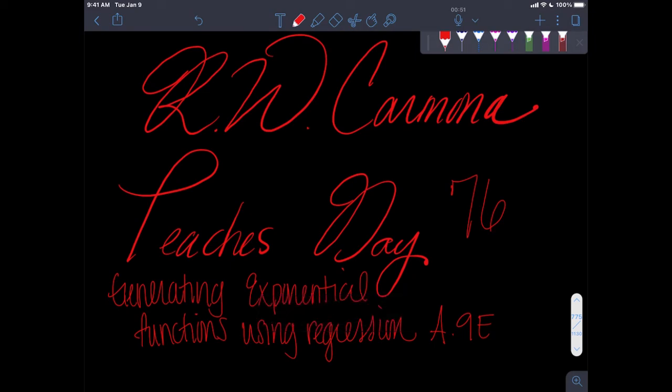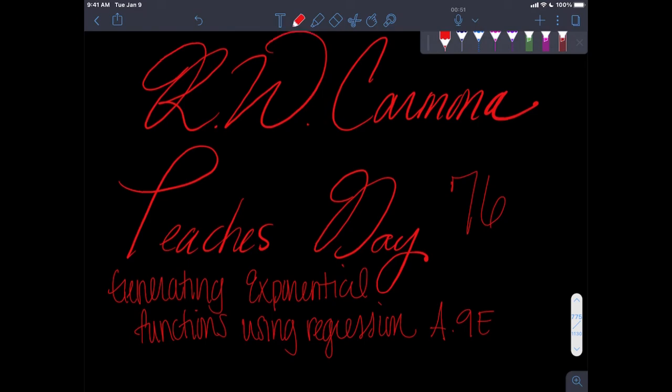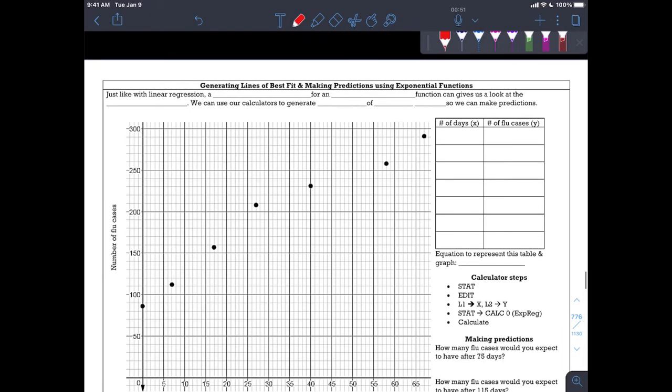Algebra 1, Day 76. Today we're going to be talking about generating exponential functions, or their equations, utilizing regression. Today's kind of a review. You should already know how to run a regression. The only thing that's going to be different is that we are utilizing a different option. Everything else is exactly the same as running a linear regression. So let's go ahead and jump into it.